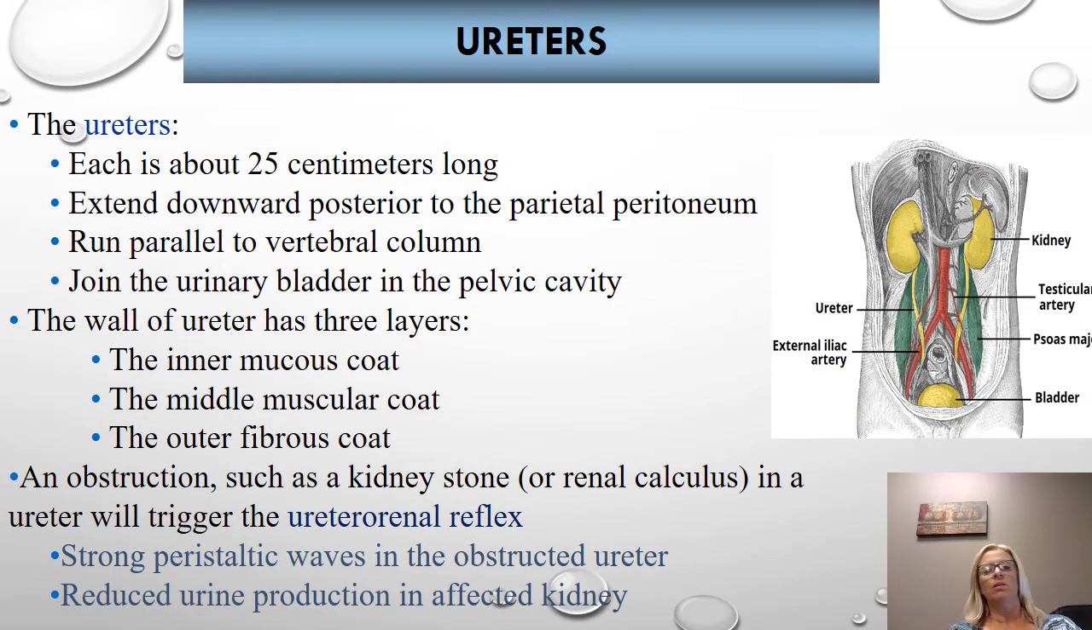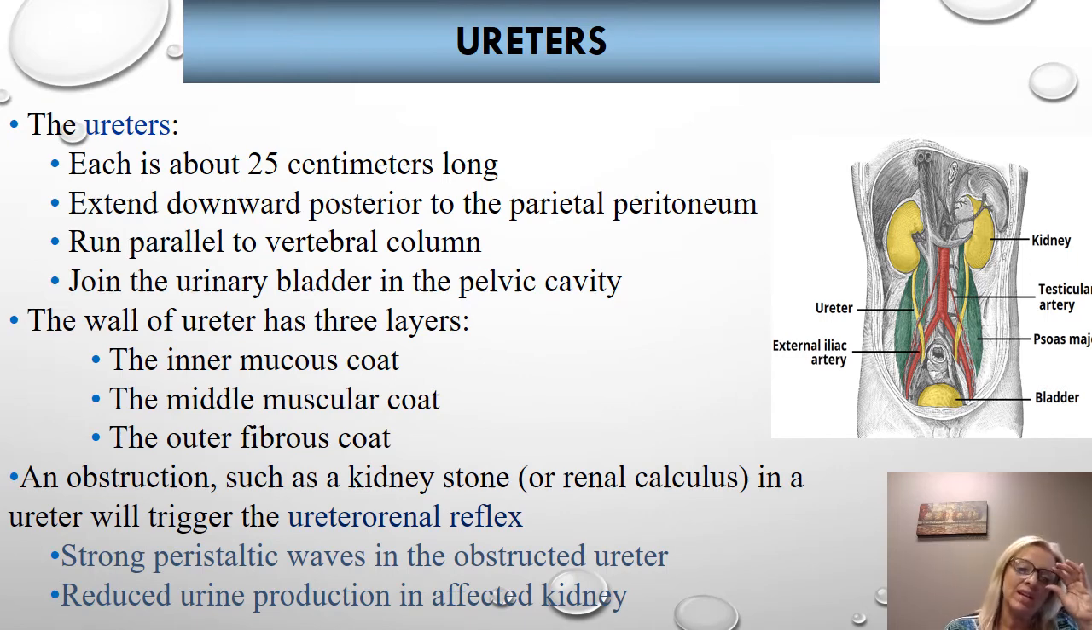Ureters are going to run parallel to the vertebral column. They are generally about 25 centimeters long and join the urinary bladder in the pelvic cavity. We have 3 different layers that form the wall of the ureter. That's going to be the inner mucosal coat, middle muscular, and outer fibrous coat.